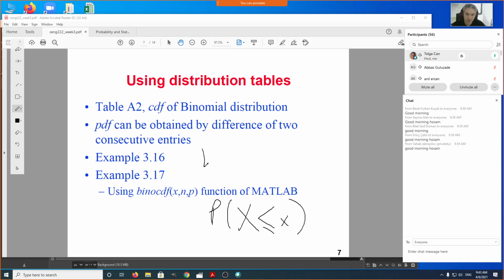But if you're looking for an interval, or for a specific value, for example, we sometimes refer to the CDF by writing the distribution underneath as a subscript. For example, CDF binomial, and we also write its parameters here. In the binomial distribution, there is the probability of success and the number of trials.